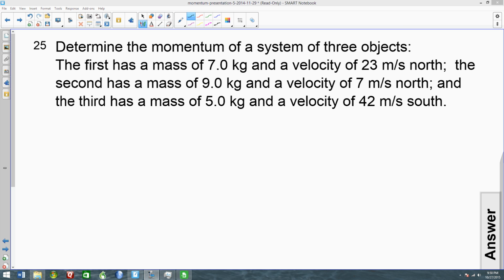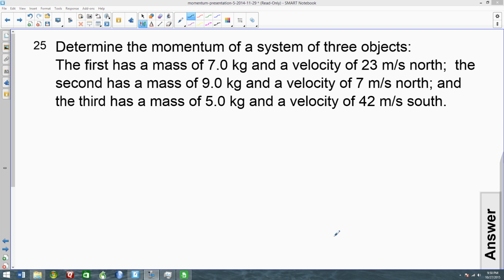Okay, determine the momentum of a system of three objects. The first has a mass of 7 kilograms and a velocity of 23 meters per second north. The second has a mass of 9 kilograms and a velocity of 7 meters per second north. And the third has a mass of 5 kilograms and a velocity of 42 meters per second south. Go ahead and pause the video now to solve the problem.